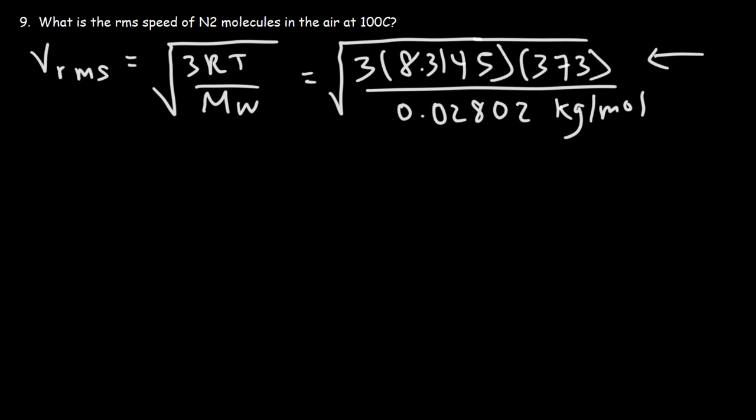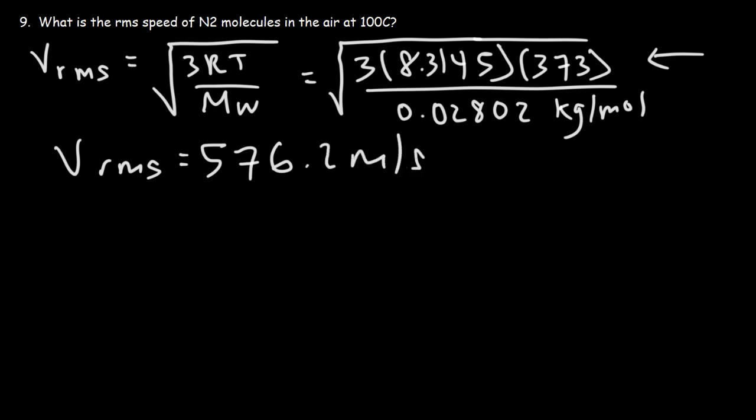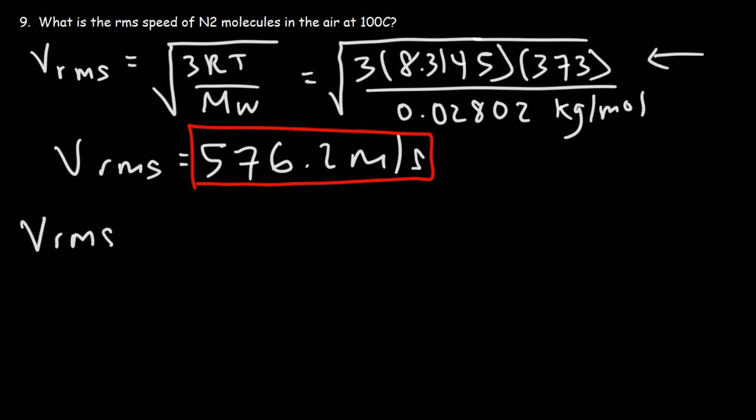So you should get a root mean square velocity speed of 576.2 meters per second. So this right here is the answer. Now, I'm going to show you another thing that you can do to get the same answer. It's a similar formula, but it looks a little bit different.